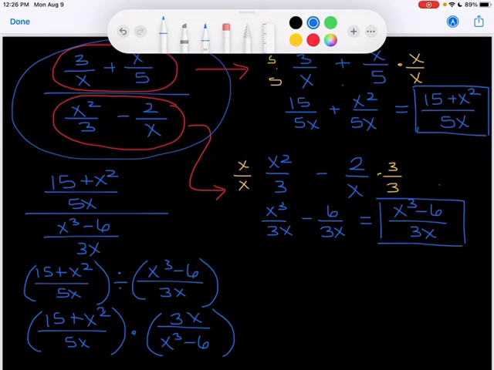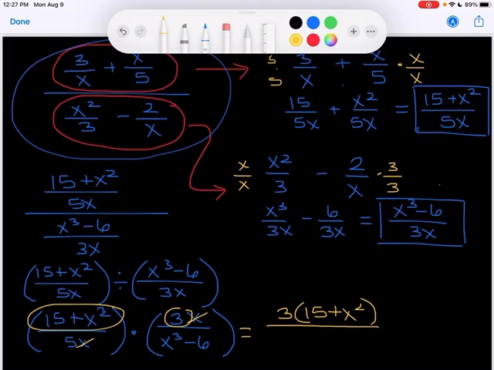All right, so I could try to factor this stuff, but 15 plus x squared, that's not a difference of two squares. It's not a sum of two squares. There's nothing I can think of that it would factor into. And then same thing with x cubed minus 6. There's nothing I can think of that it'll factor into. Now I can cancel those x's. So I have a 3 times this on top. So I'm going to write 3 times 15 plus x squared, or x squared plus 15. Order doesn't matter with addition. Over 5 times x cubed minus 6. And then we are done.